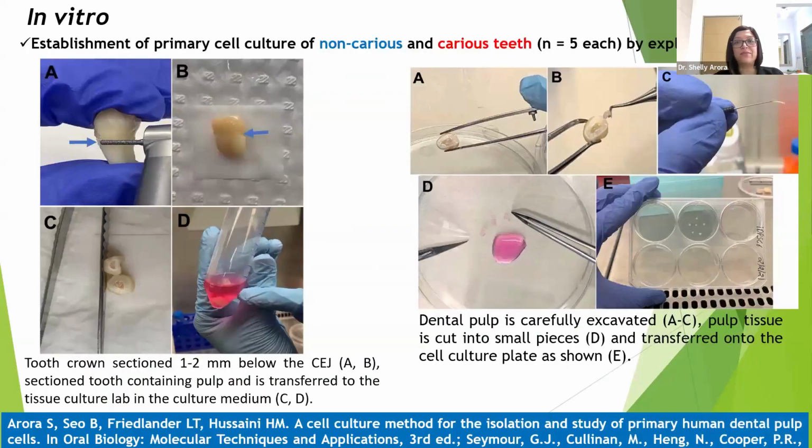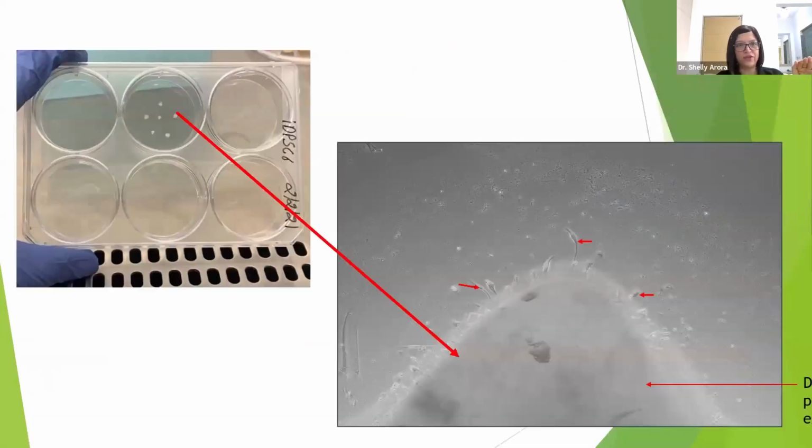So this is how I established the cell culture. The primary cell culture was established from freshly extracted third molar teeth. As soon as the tooth was extracted, very briefly, the pulp was taken out, harvested, cut into small pieces, plated in a 6-well culture plate, topped up with the cell growth media, and kept in the incubator. So what happened now is the magic.